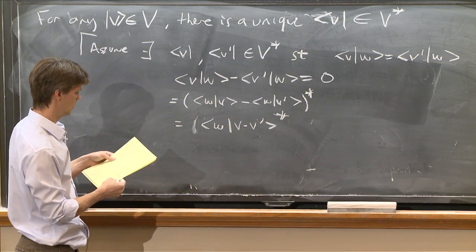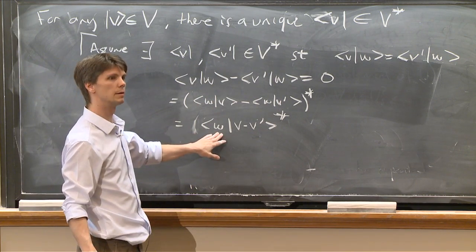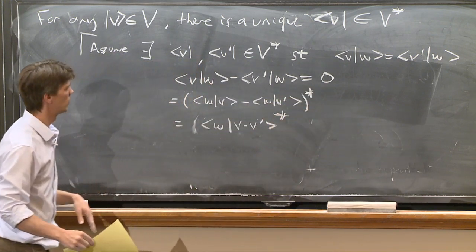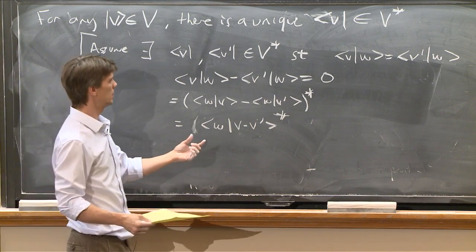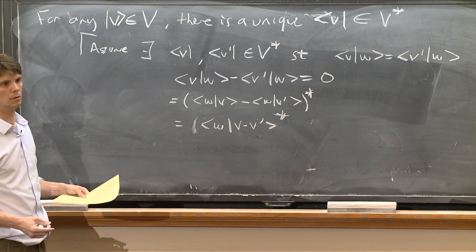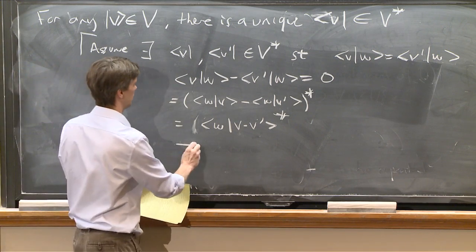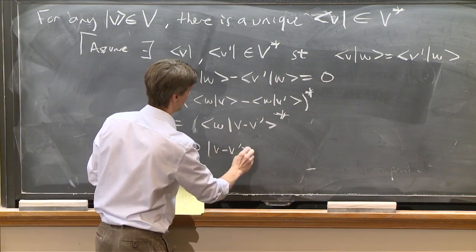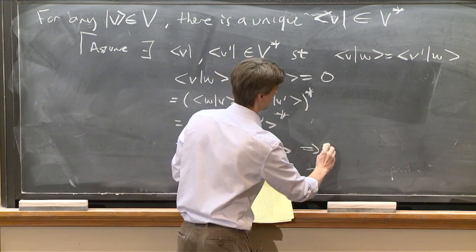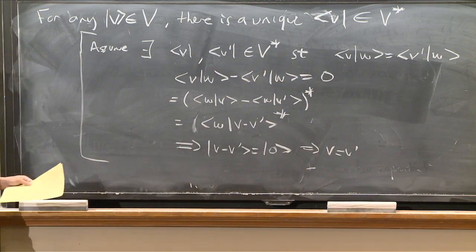And essentially, that's it. Because I know that this has to be true for every w in the vector space V. So this thing is equal to 0, right? This is equal to 0. And so the only thing that can annihilate every other vector is going to be 0 from our definition, in fact, of the inner product. Okay, so this implies that v minus v prime equals 0, the null vector, which implies that v equals v prime. And so our assumption was wrong, and so this is unique.